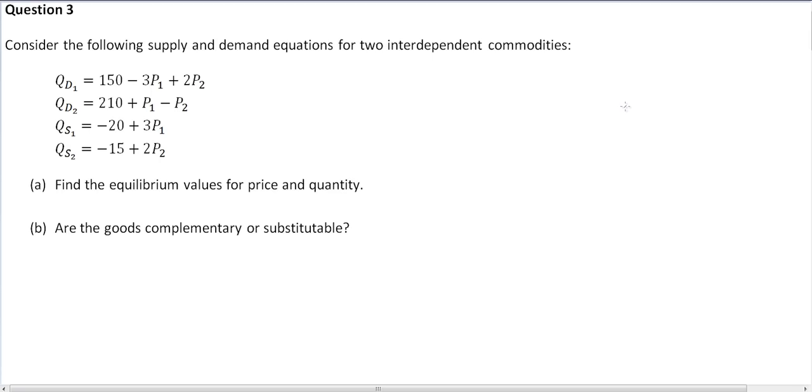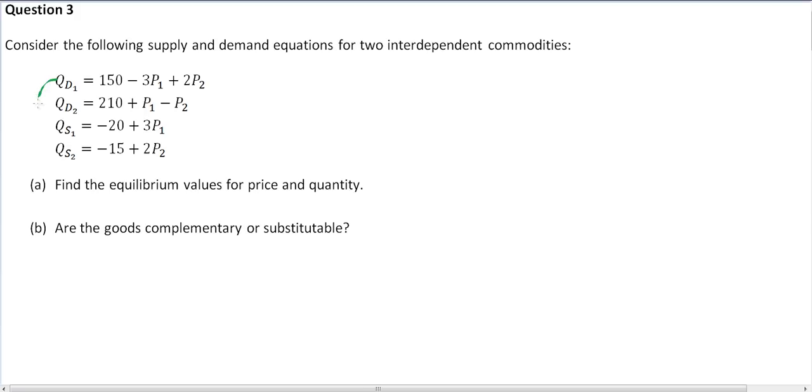Okay, so let's look at the third question. Consider the following supply and demand equations for two interdependent commodities. So we have a big set of equations there, and we're asked to find, part A, the equilibrium values for price and quantity. Now, unlike the last two questions where we had one set of supply and demand equations, in this question we have two sets of supply and demand equations because we have two goods.